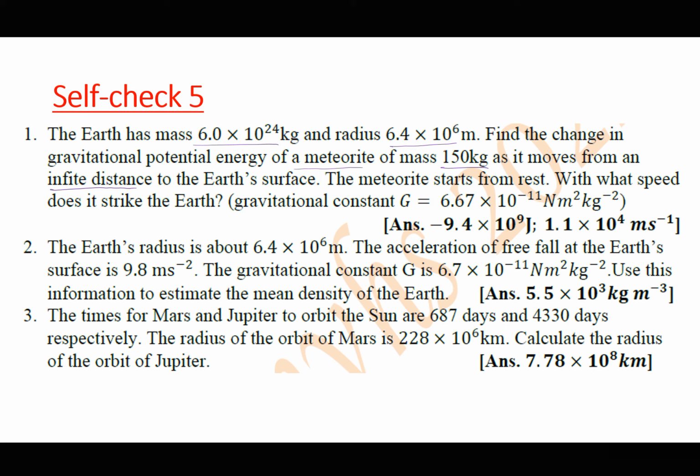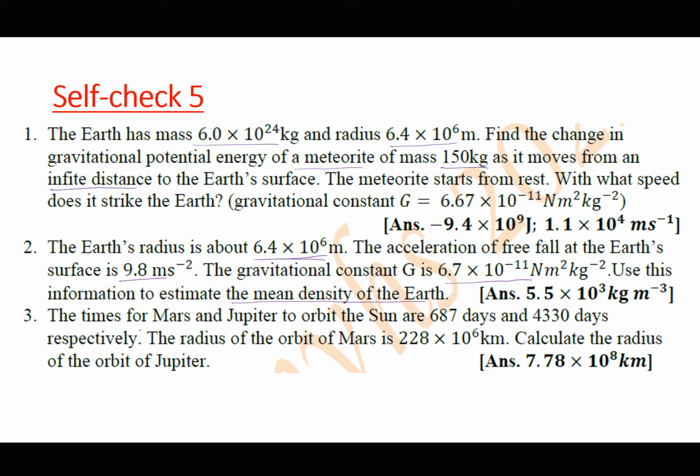Number 2, the Earth's radius is about that. The acceleration of free fall on the Earth's surface is about 9.8, and G is that value. Use this information to estimate the mean density of the Earth. I think using this value will just be finding the mass of the Earth. Then using this radius to find the volume, you can estimate the mean density.